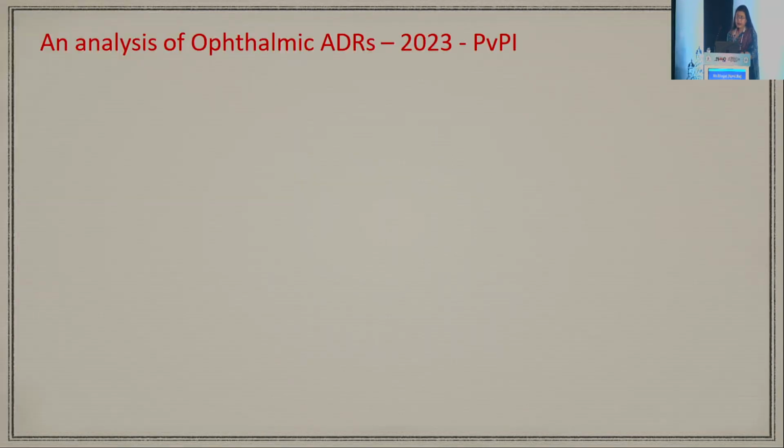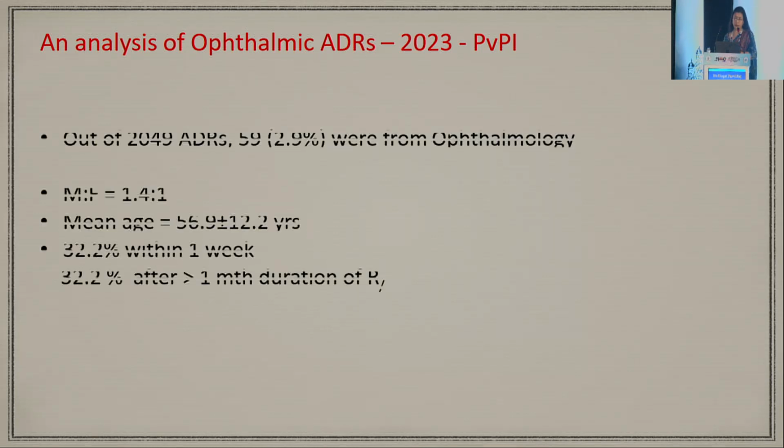At our college, we have the Pharmacovigilance Program of India Nodal Center. They encourage all the departments to report the ADRs to them. So this is an evaluation of 2023 of the ophthalmic ADRs. Out of the total 2,049 ADRs that were reported to the Nodal Center, 59 were from ophthalmology. And of course, 59 are the reported; there would be more which were unreported.